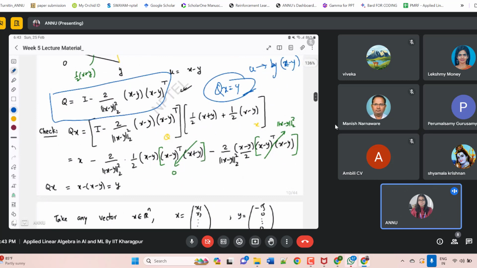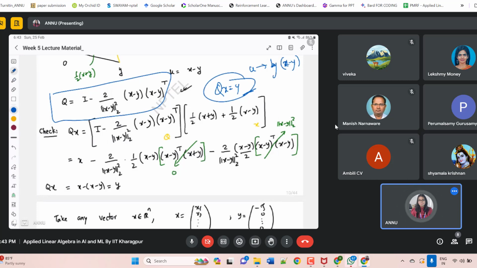Let's see that. Till now we saw what the reflectors are, what the rank of the reflector is, how the reflector works, what the formula of the reflector is, and the case when we have x and y vectors such that Qx equals y, then also mod of x equals mod of y. In that case we found this reflector matrix Q as written here.